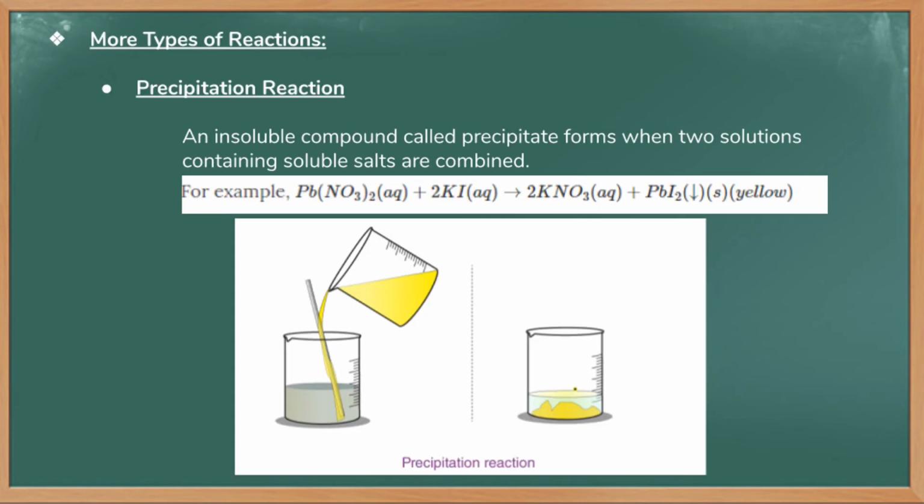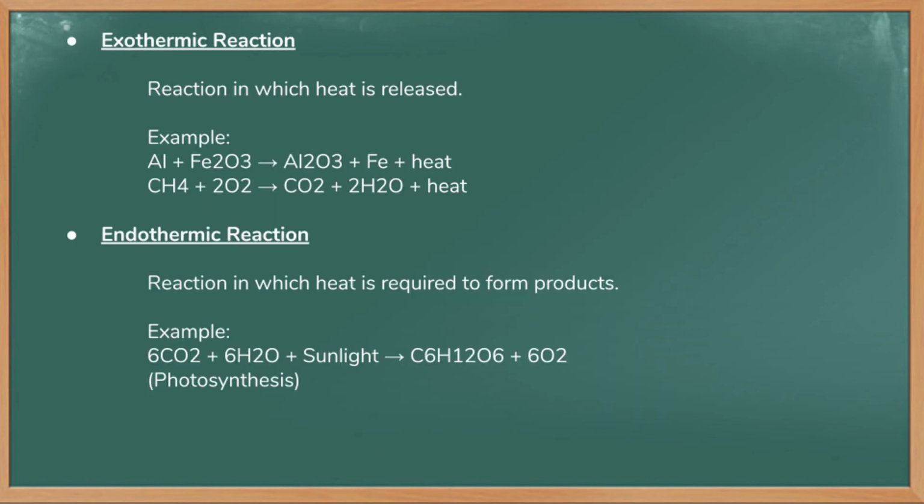Some other types of reactions are precipitation reaction. An insoluble compound called precipitate forms when 2 solutions containing soluble salts are combined. Example is given in the slide. Exothermic reaction. Reaction in which heat is released. Endothermic reaction. Reaction in which heat is required to form products.